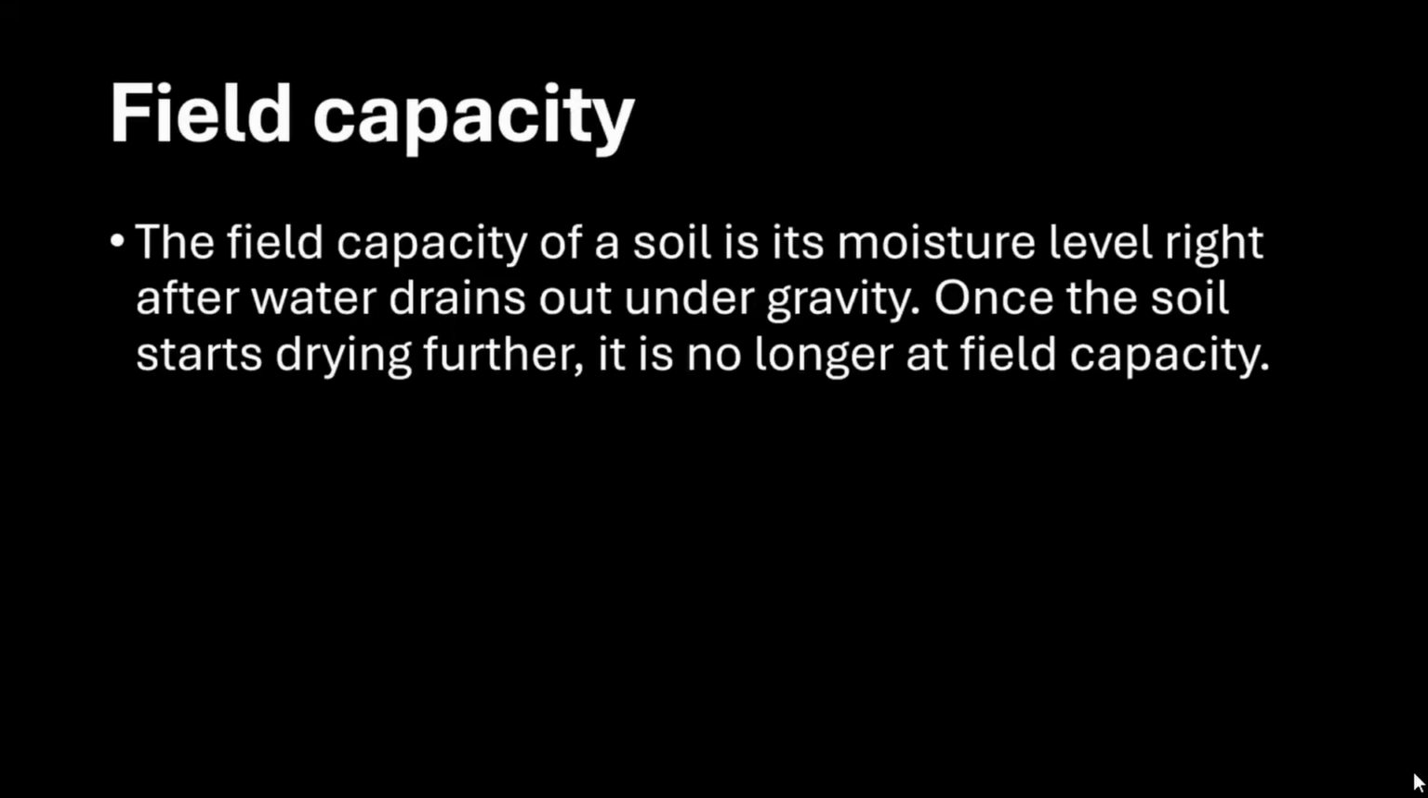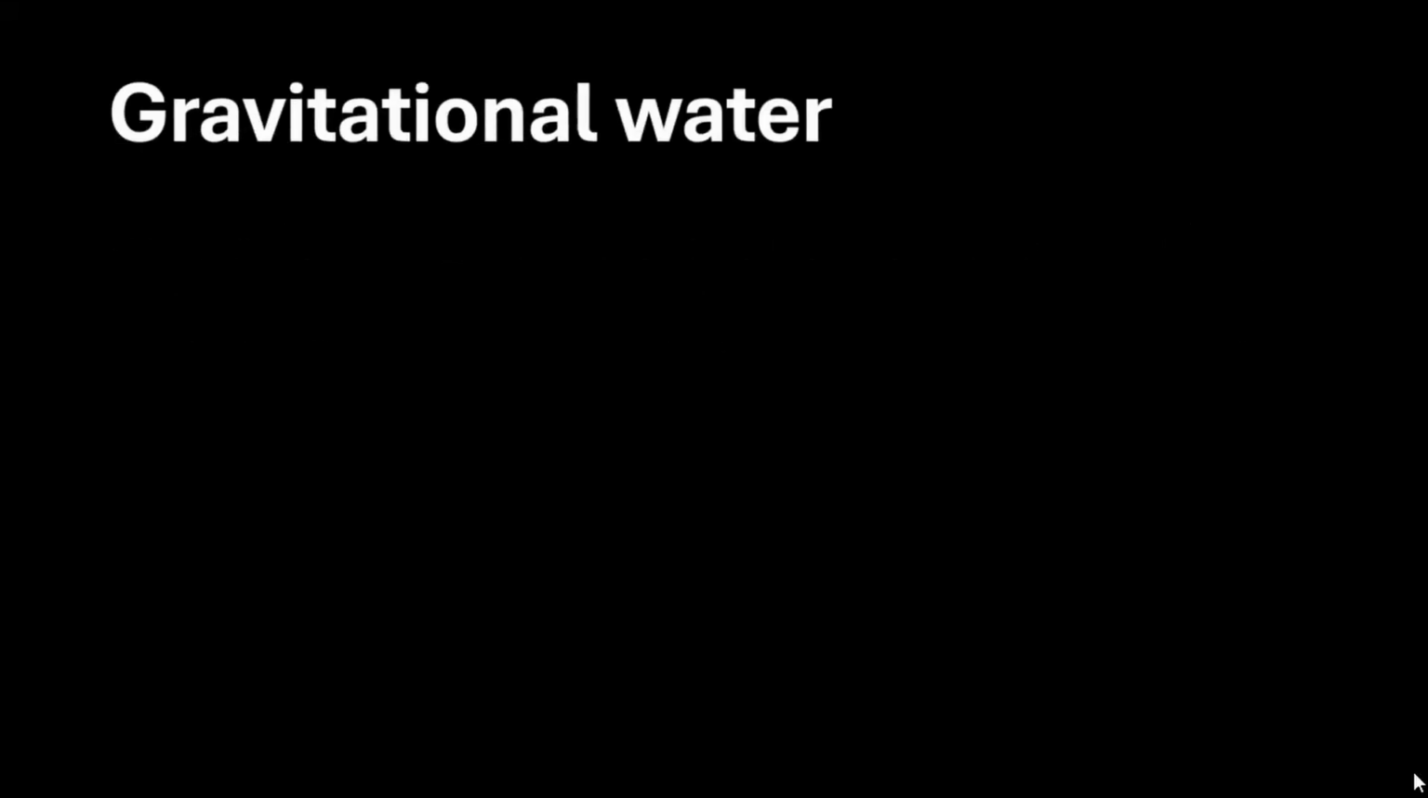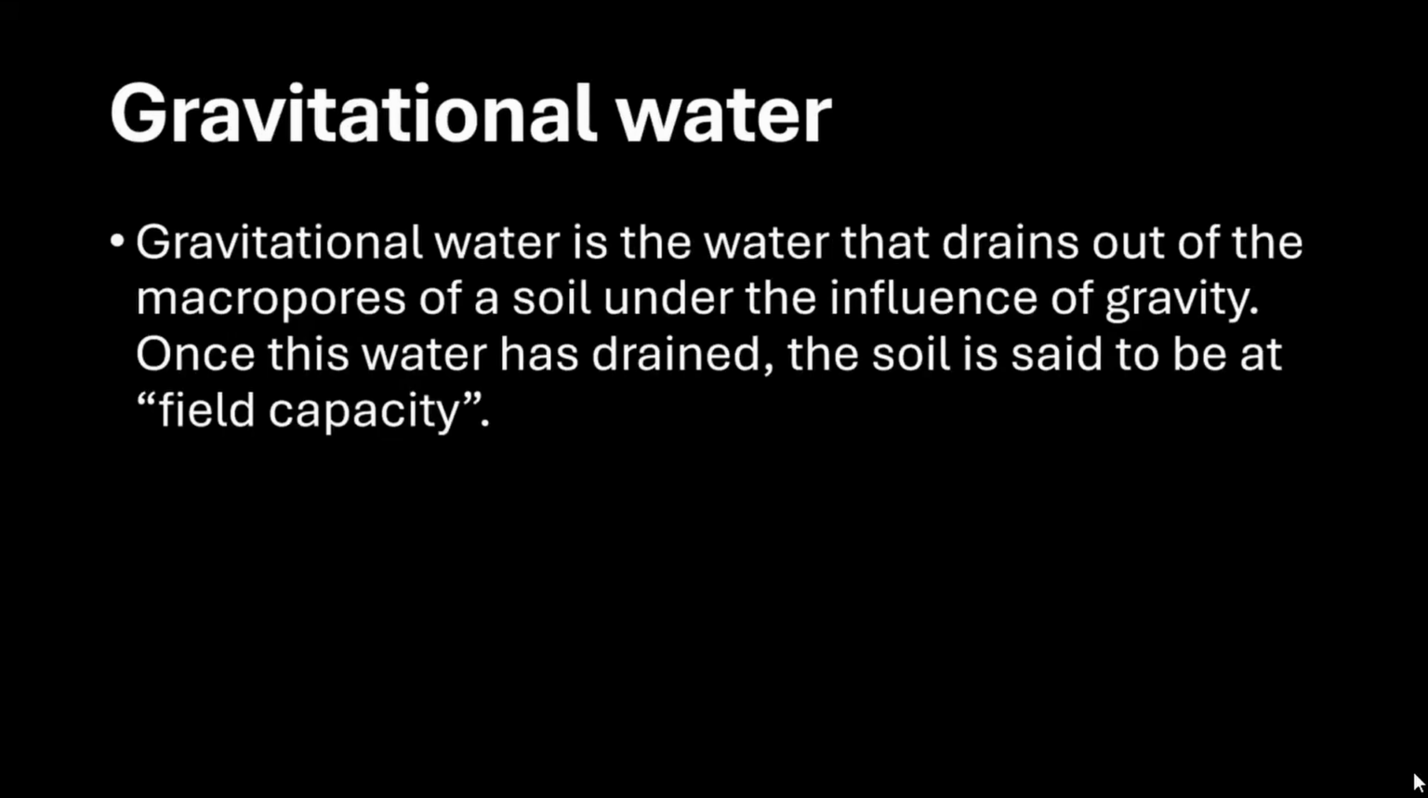Field capacity. The field capacity of a soil is its moisture level right after water drains out under gravity. Once the soil starts drying further, it's no longer at field capacity. Gravitational water. Gravitational water is water that drains out of the macropores of a soil under the influence of gravity. Once the water has drained, the soil is said to be at field capacity.